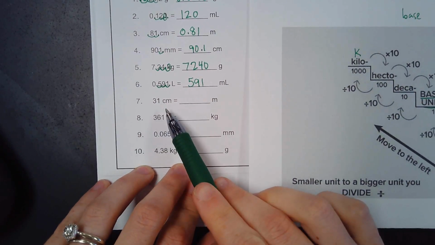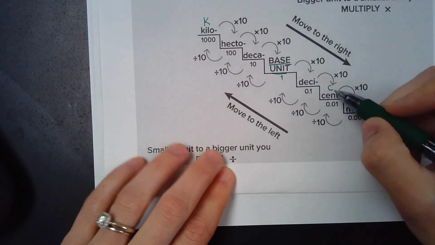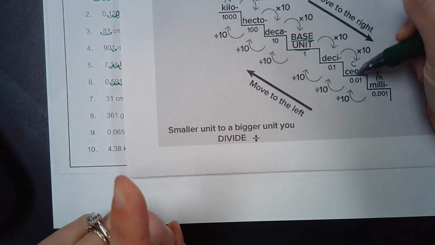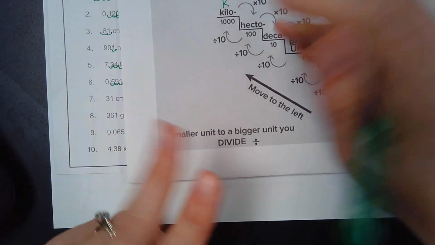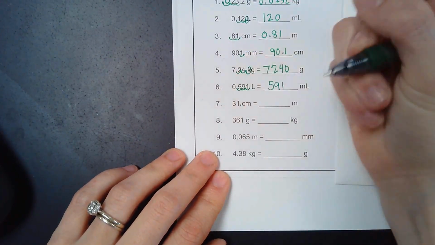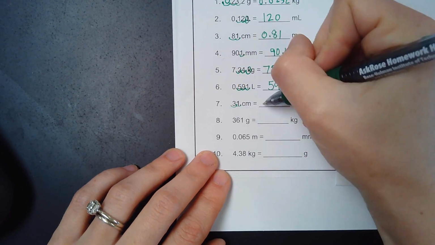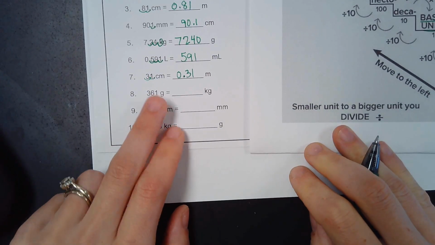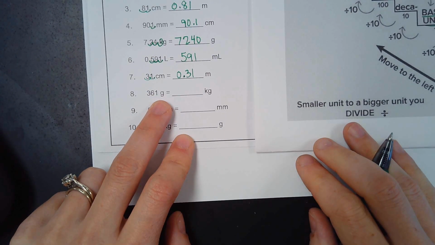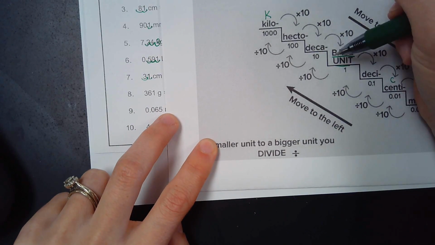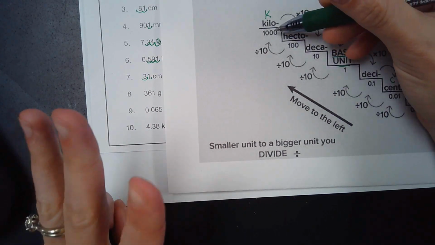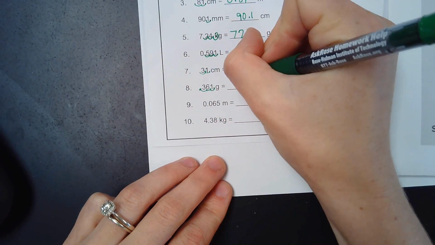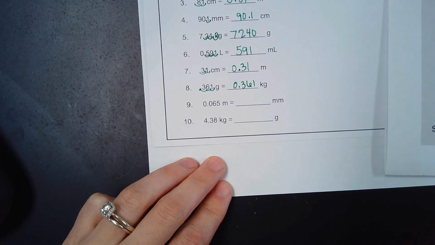The next one is 31 centimeters to meters, so centimeters is right here. We're starting with centimeters, and we want to go back to our base unit, so we're going to go 1, 2 decimals to the left. Again, we put our decimal at the end of the whole number, so 1, 2 is 0.31 meters. Number 8, 361 grams to kilograms, so we're at grams, and we want to go to kilograms, so we're going 1, 2, 3 to the left. So we put in our decimal, 1, 2, 3 to the left would be 0.361 kilograms.